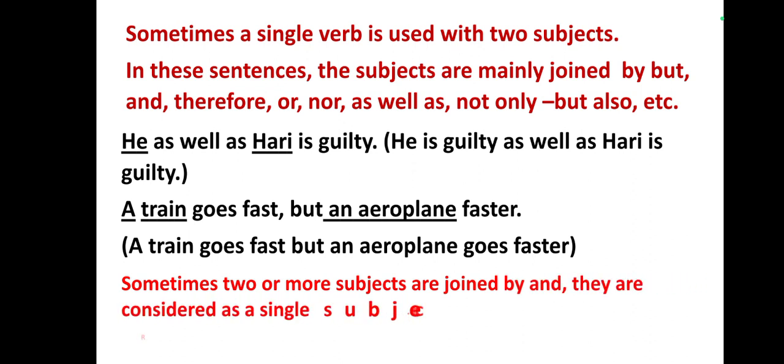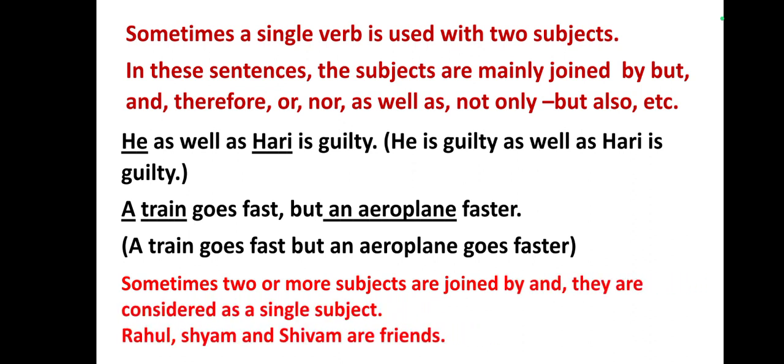Now sometimes what happens, two or more subjects are joined by and but they are considered as a single subject. For example, Rahul, Syam and Shivam are friends. Here Rahul, Syam and Shivam are considered as a single subject, not more than one subject. And that's all.